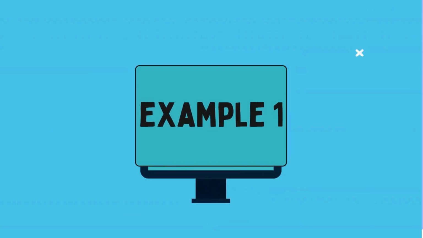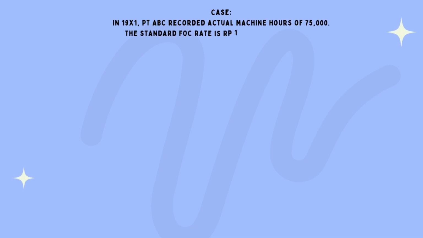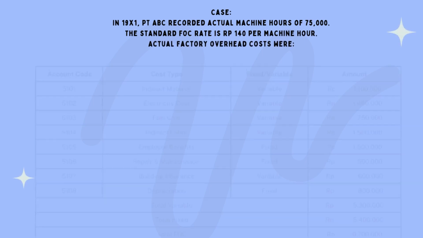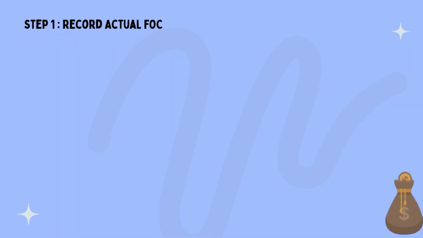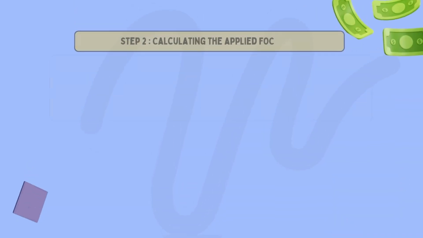Example 1. Case. In 19/1, PT ABC recorded actual machine hours of 75,000. The standard FOC rate is 140 Indonesian rupiah per machine hour. Actual factory overhead costs were. Step 1. Record actual FOC. Cash consists of electricity costs, employee benefits costs, and repairs and maintenance costs.